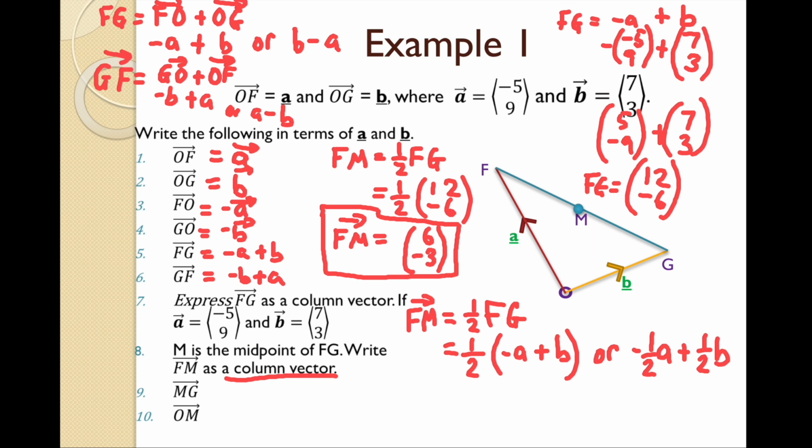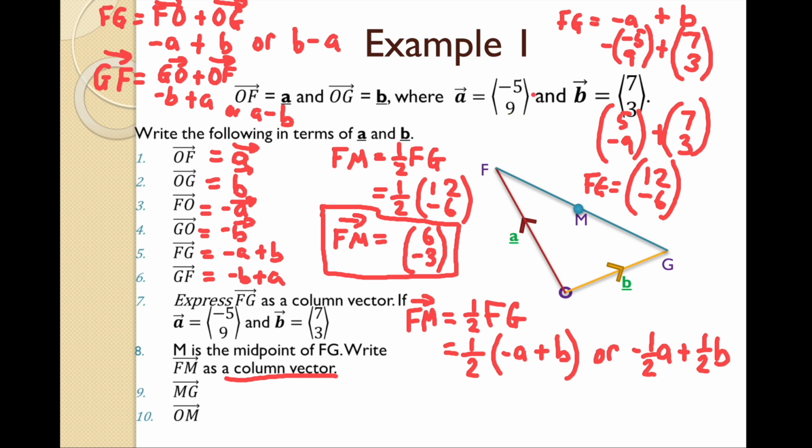How do you pick which one? So basically, what I'm doing right now is showing you both ways so you could see the connection between both. In a question, they would specify which one they want you to use. So they would say write the following in terms of A and B. So for all of these, we had to write them in terms of A and B. So for FM, we would have to write that as A and B, but I also asked to write it as a column vector so you could see the connection between the two.